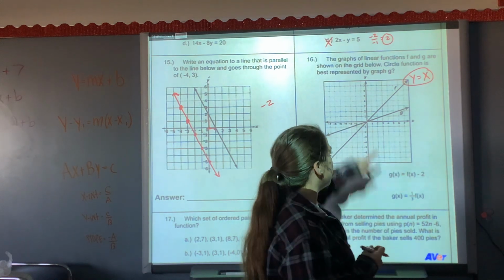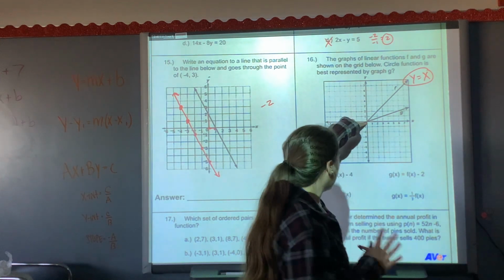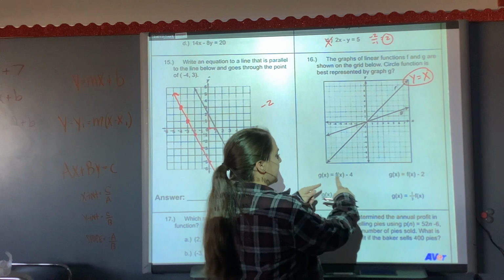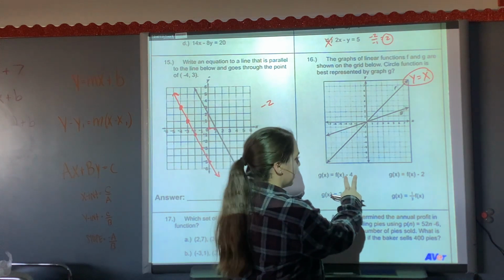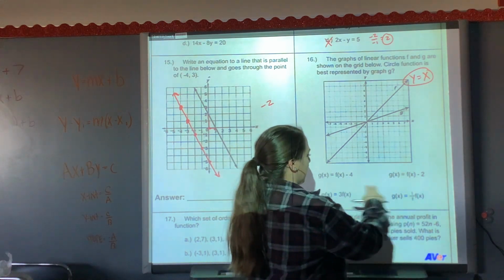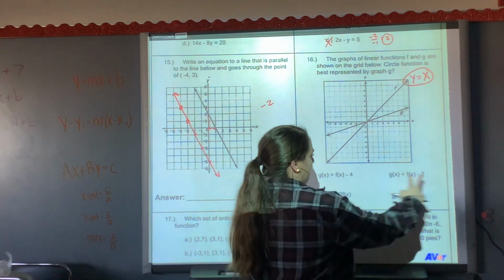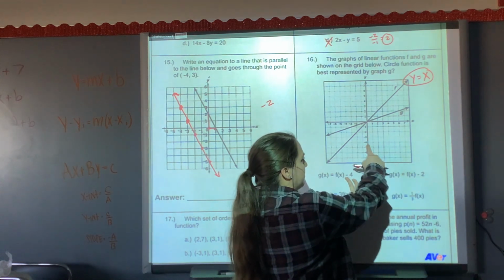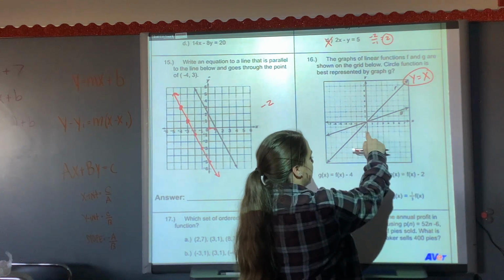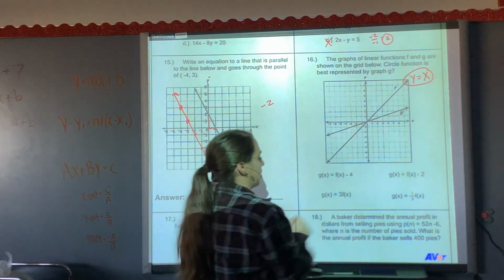Well, first of all, it did not change the y-intercept, which means it does not take the f of x and add a number outside or subtract a number outside like a y-intercept would have been. We do not have a y-intercept of -4. We do not have a y-intercept of -2. So these answers are incorrect.